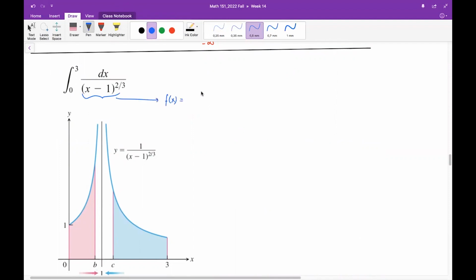The function is 1 over (x minus 1) to the power 2 over 3, and it is discontinuous at which point? At x equals 1, which is a middle point, inside the interval of integration. So if your function is discontinuous at a middle point, how do you handle the improper integral? You divide your integral into 2 parts at this discontinuity point, right? Okay, so we understand that this is an improper integral of type 2.